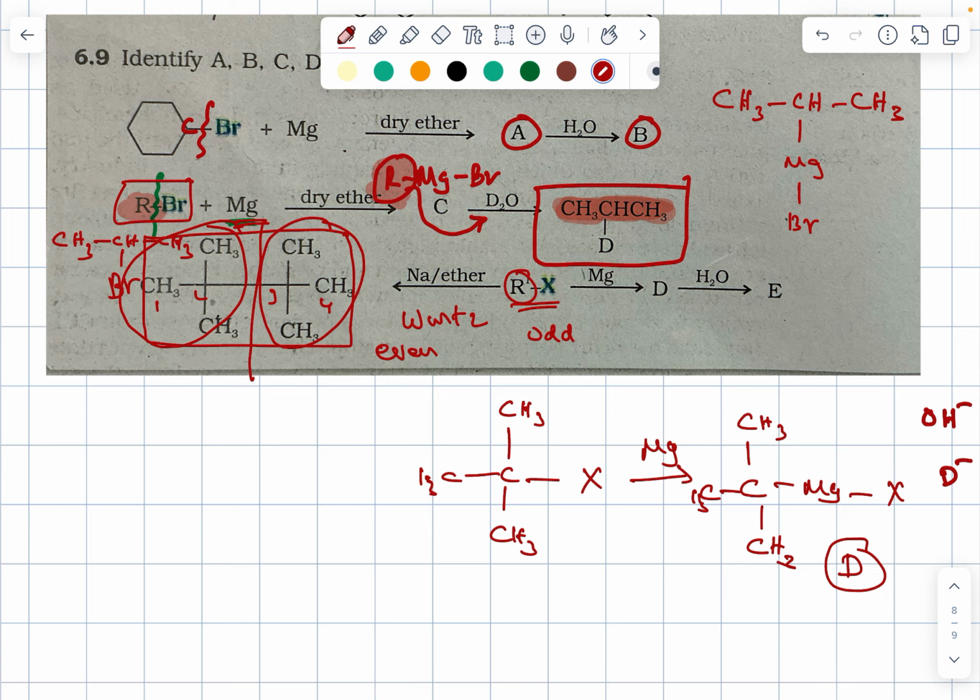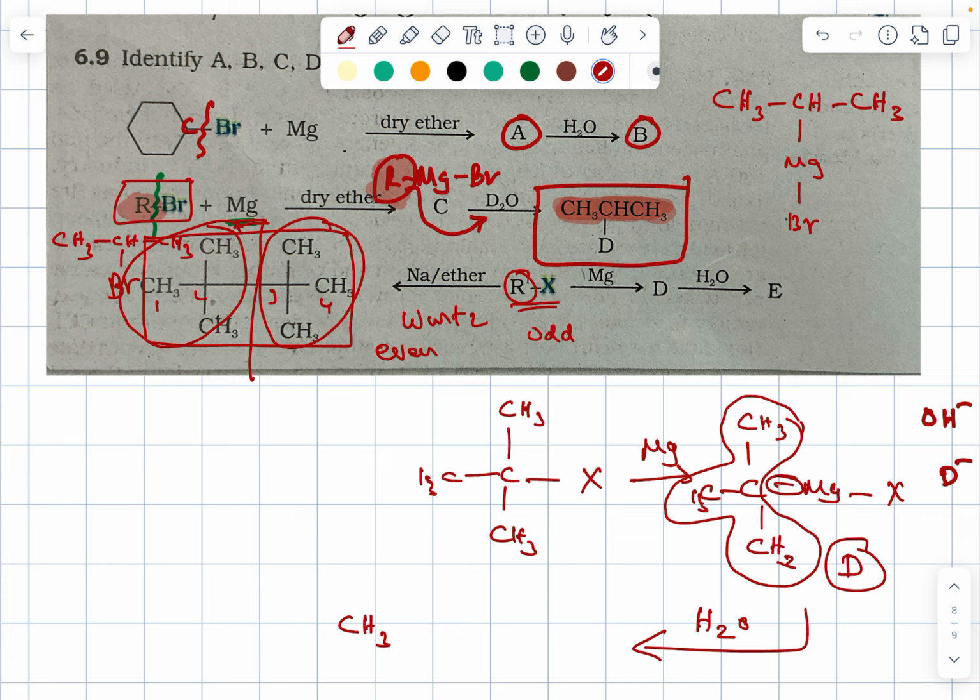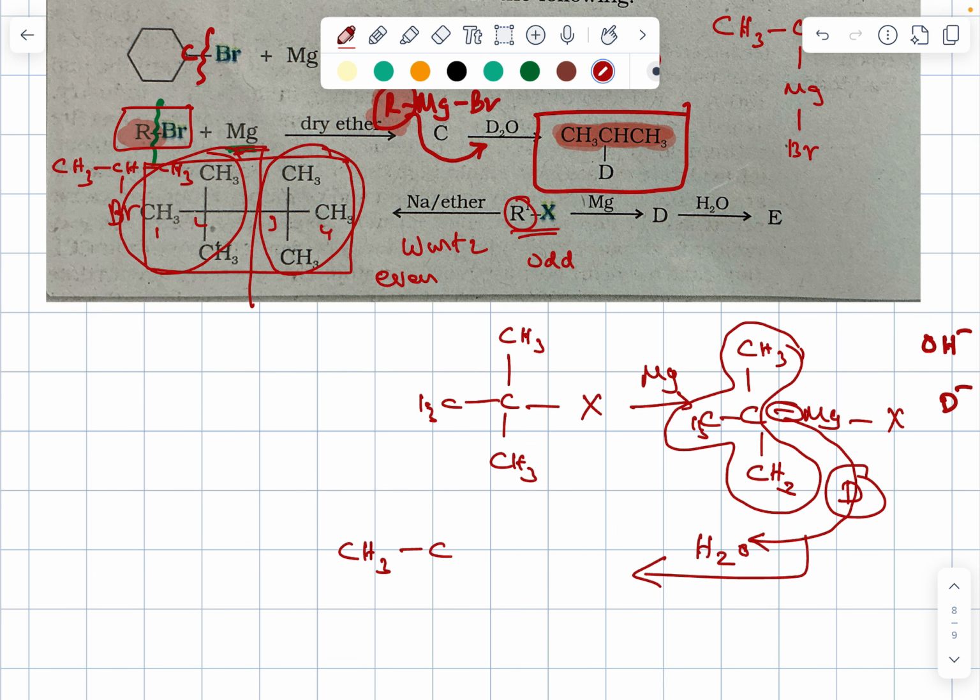Answer D. So once I treat D with the hydrolysis process, what type of product can I expect? I can expect CH3. So this is the negative charge. Okay, this entire area acts as a nucleophile. So this nucleophile abstracts the proton from the water molecule. As a result, I am going to get this answer. So what will be the product? It's a 2-methylpropane system.